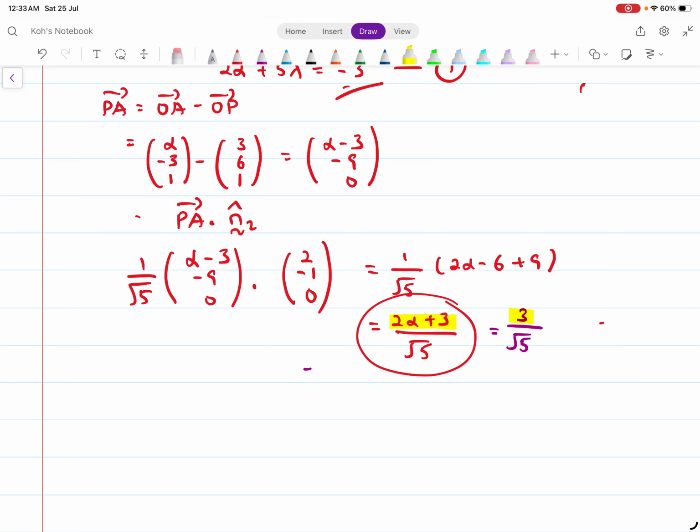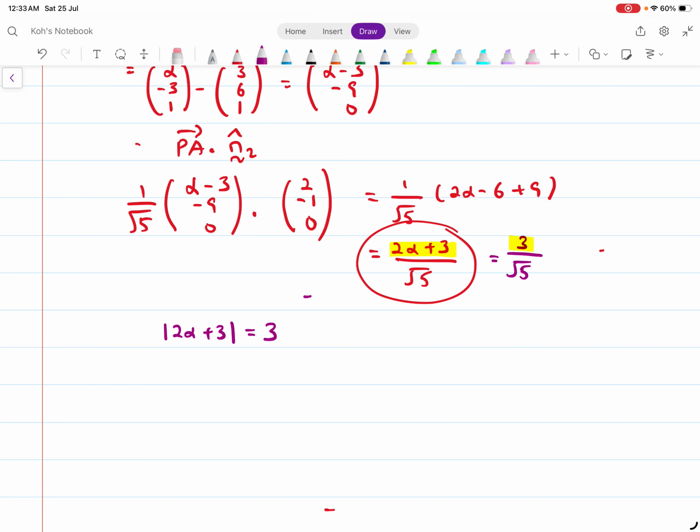Okay, the reason is very simple. Because you must do this. The 2 alpha plus 3, you must modulus it to give you 3. So means you need to solve for this modulus function. So it's 2 alpha plus 3 is equal to 3. So of course you do the calculation, alpha is 0, which is rejected because they say alpha is negative.